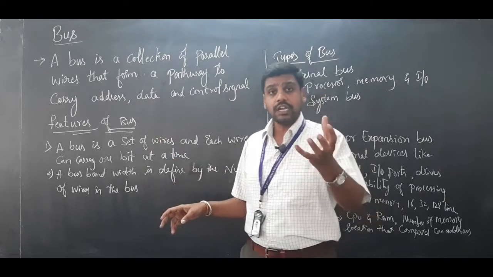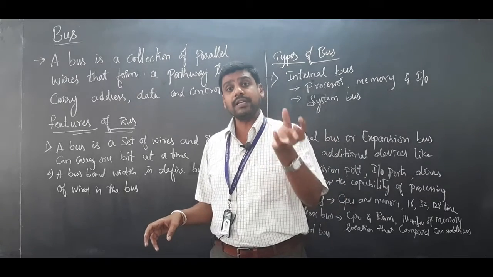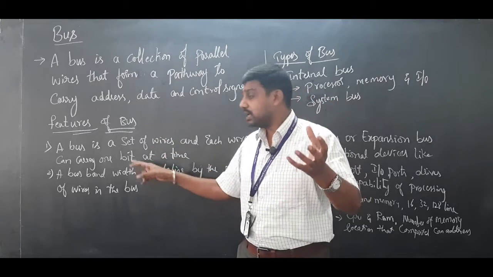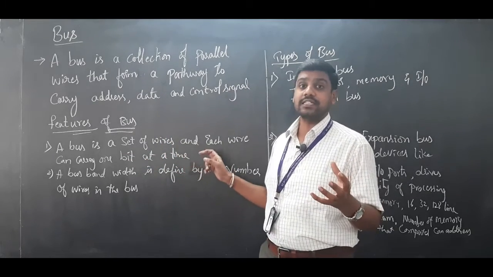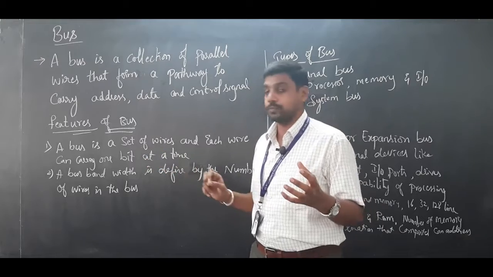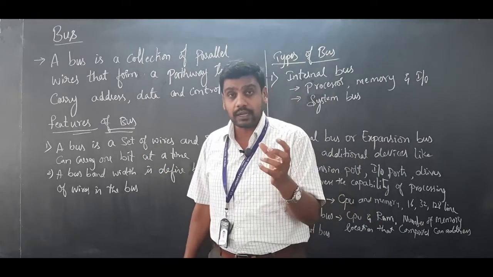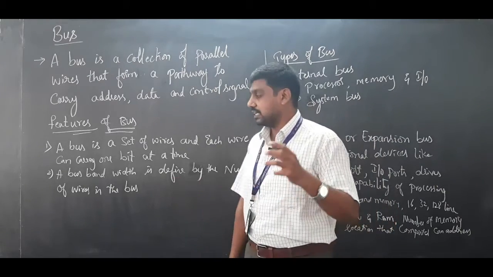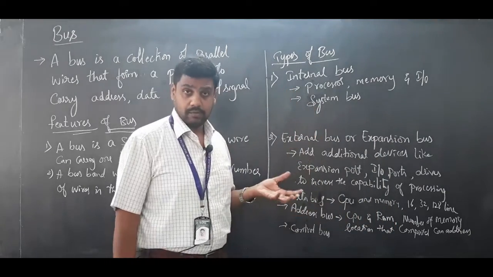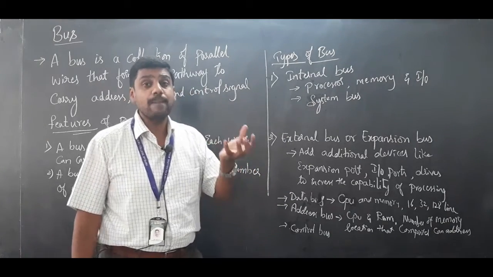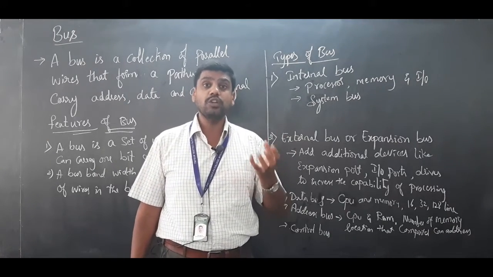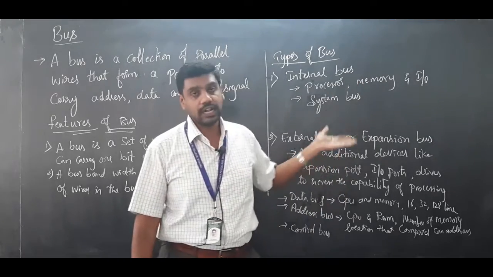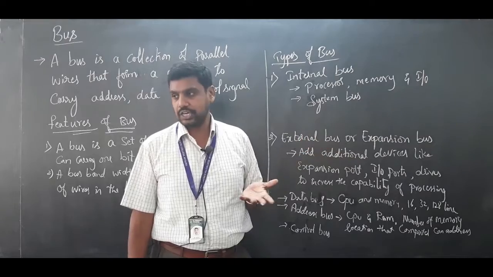Feature: since it carries one bit at a time, it depends upon the number of lines. If you want to transfer 16 bits, 16 lines of wires have to be used to transfer those bits, since each wire carries one bit. Therefore, the bandwidth of the bus can be defined as the number of wires which we are going to use to transfer the data or instruction.